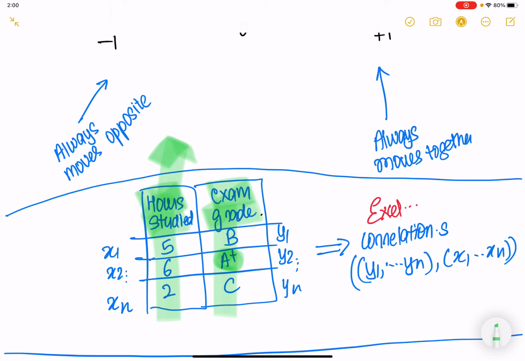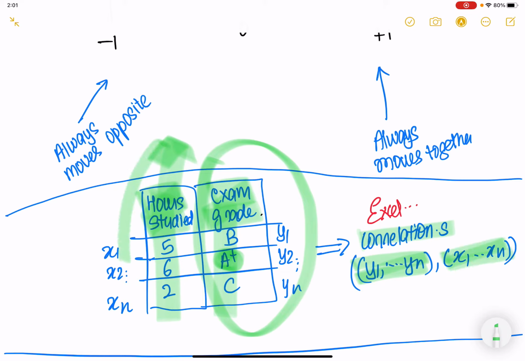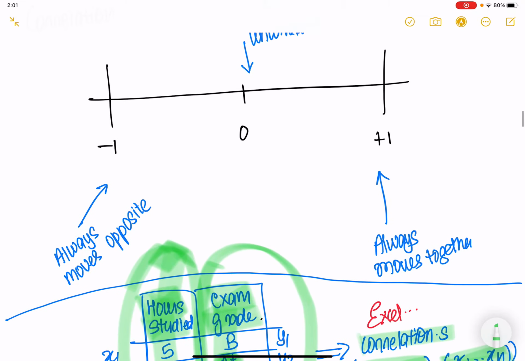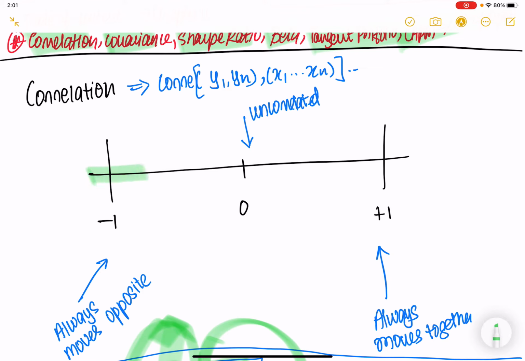In Excel, you can very quickly find the correlation between two samples. The exam grade is the dependent sample, so it goes y1 to yn, and x1 to xn is the hours studied, which is the independent sample. If you use CORREL.S, you can very quickly get a number between -1 and +1, which basically says, hey, it moves in an opposite direction.